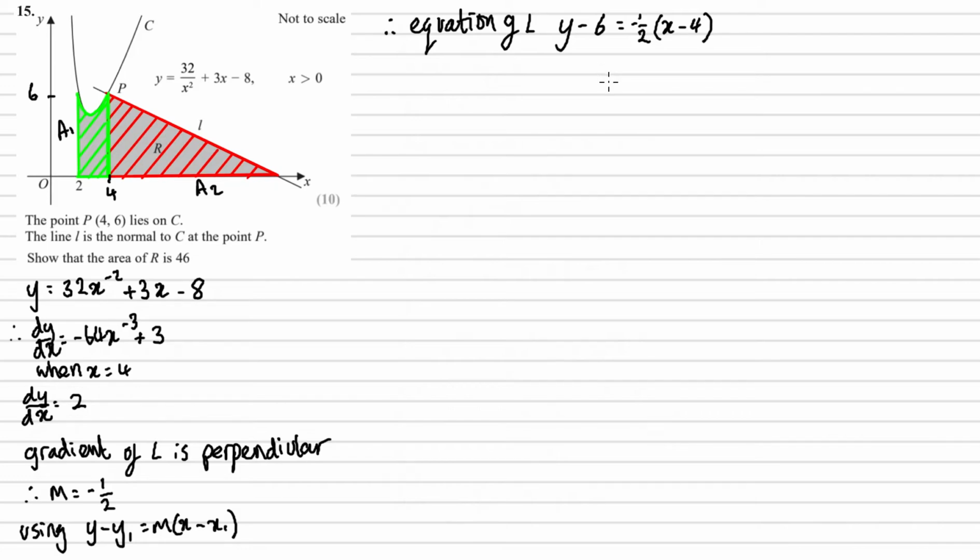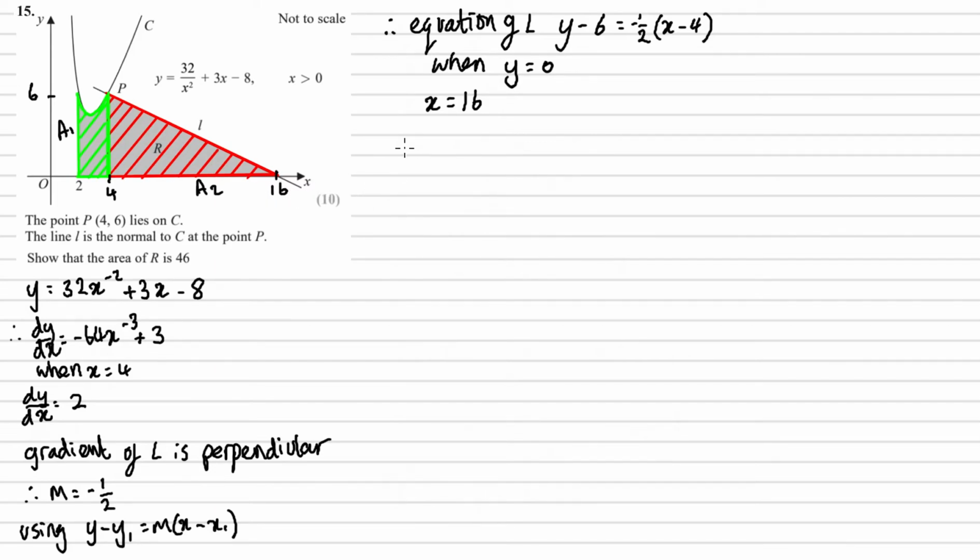Okay, so you could rearrange that now and find it in the form y equals mx plus c, but you don't really need to do that because we just want to know where this line crosses the x-axis, and at that point y equals 0. So I'm simply going to substitute y equals 0 and find x. Okay, and if you compute that, you should get a value of x equals 16. So now we know that this point here is 16.